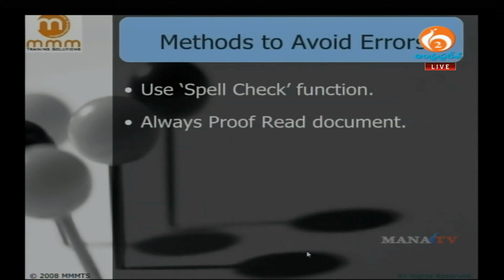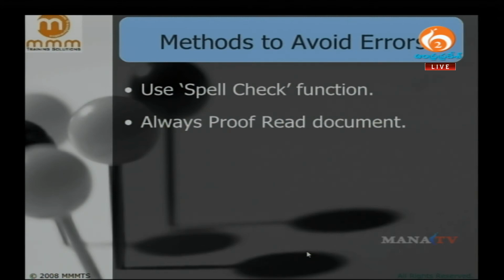So, methods to avoid errors: use the spell check function, and always proofread the document. You need to be careful about the fact that spell check as an option is a great savior and can come in handy for various reasons. Always proofread before you share it officially.